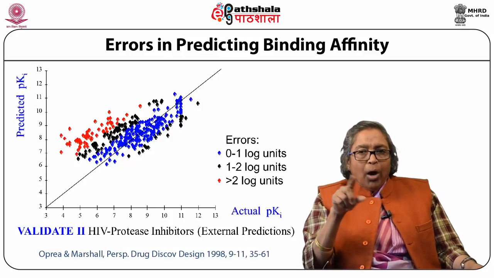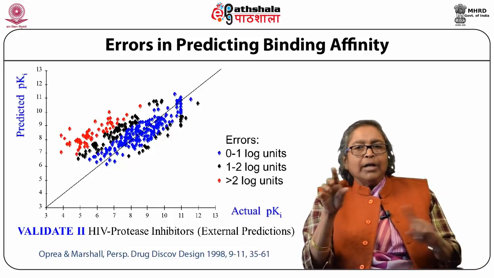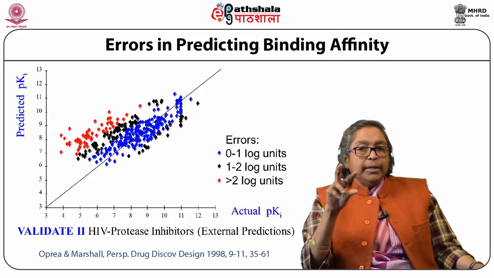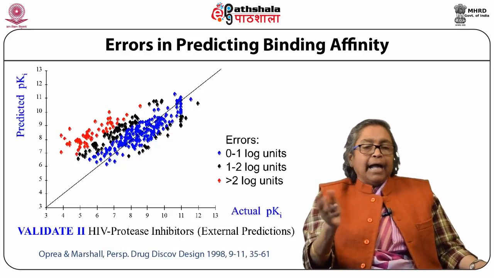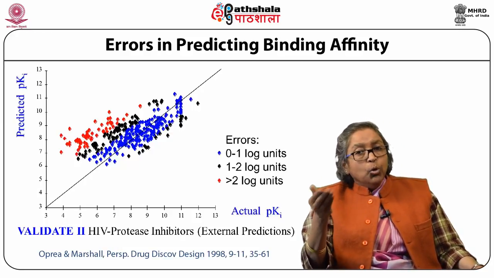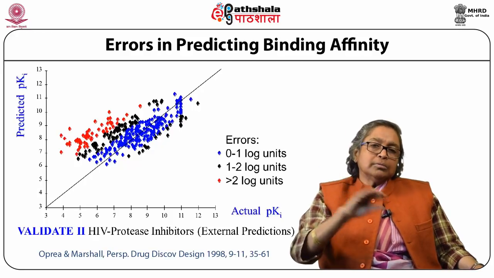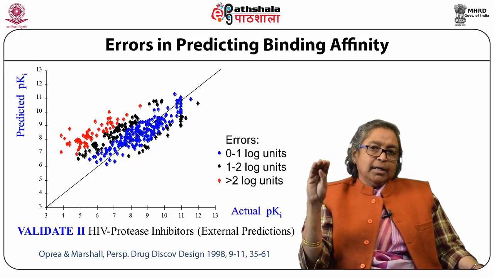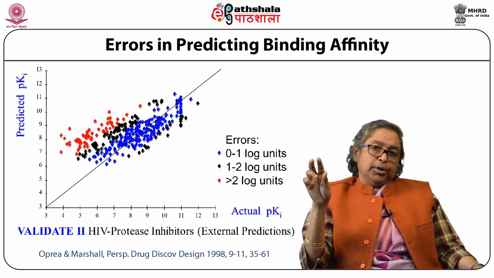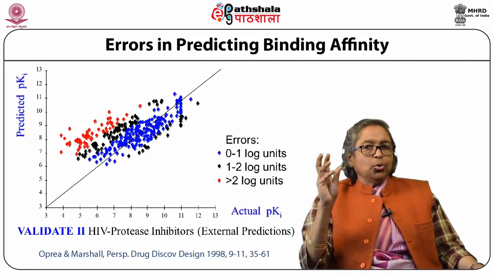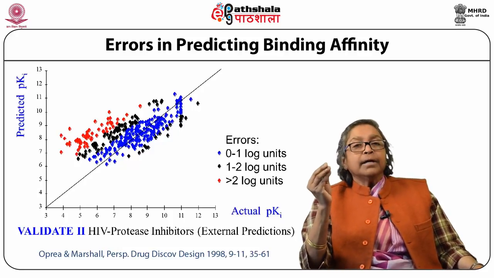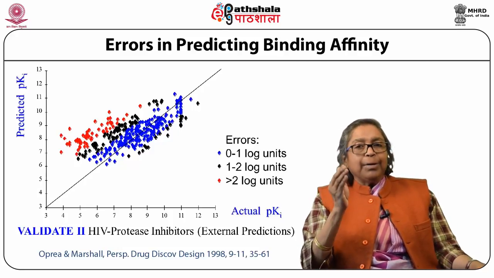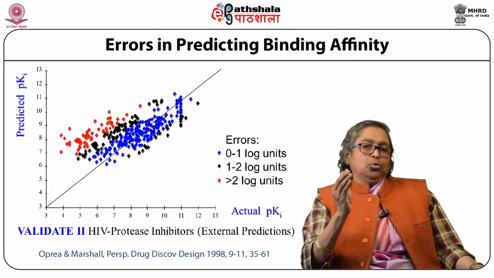Whereas the middle ones, which are between 1 to 2 log units, are shown in black, and they are coming in between, that is the middle range, the mild binders. And better binders, in blue, show almost high correlation, coming within less than 1 log unit error. What it shows is that very good binders or better than middle binders can be predicted well, but poor binders are not predicted so well.